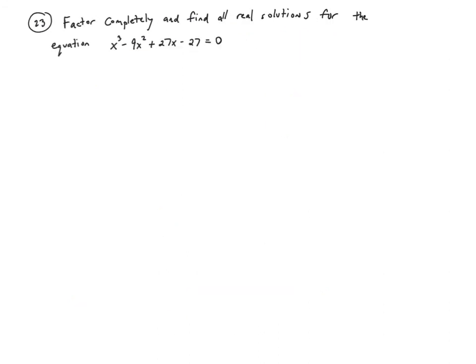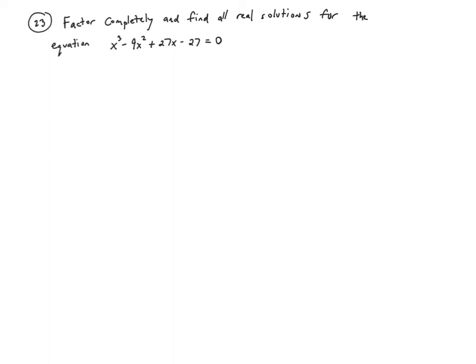Number 23. Factor completely and find all real solutions for the equation x cubed minus 9x squared plus 27x minus 27 equals 0. First of all, we should notice that factoring by grouping is not going to help us out. If we were to try it, then we can take out an x squared from the first group. We're left with x minus 9. And we can take out a 27 from the second group. We're left with x minus 1, but we don't have a GCF to continue. So factoring by grouping is not helping.